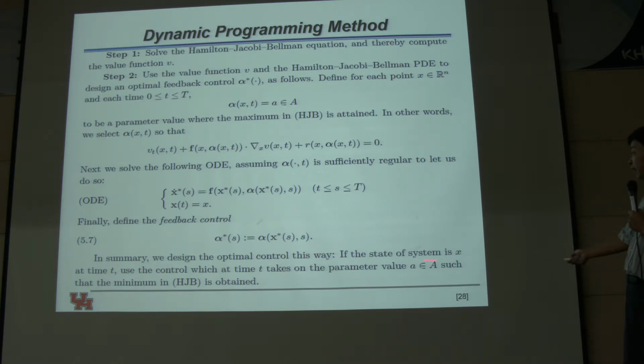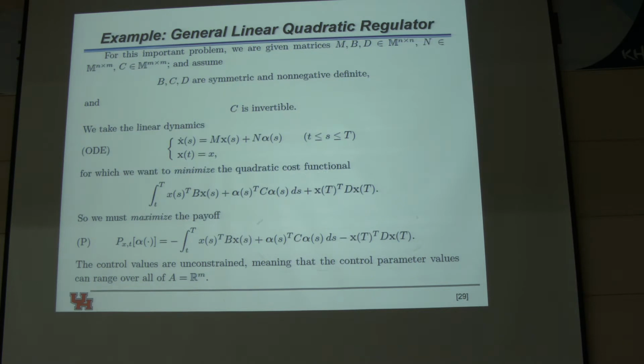If the state system is X at time t, use the control at time t and take parameter alpha such that the minimizer of the HJB is obtained. So this is basically called dynamic programming. And here, suppose we have this kind of linear, and then we have this quadratic. You see this is quadratic, x times B times x. This is quadratic, and this is also quadratic, and this is also quadratic. And then we maximize this quadratic payoff of a linear ODE.